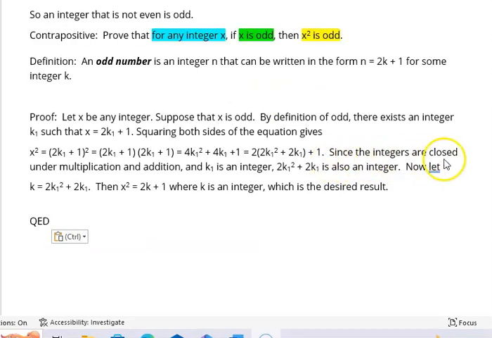Since the integers are closed under multiplication and addition, and k sub 1 is an integer, this expression is also an integer. Now let k equal that expression in the parentheses. Then we can rewrite x squared as 2 times k plus 1, where k is an integer because we've shown that, which is the desired result. And we've proved the statement.